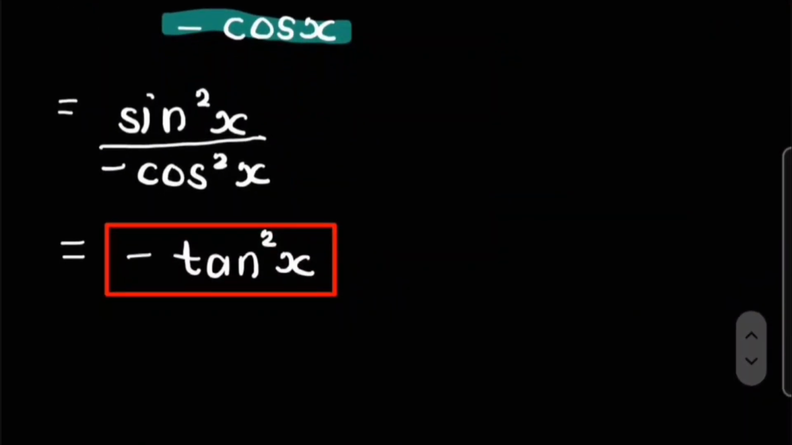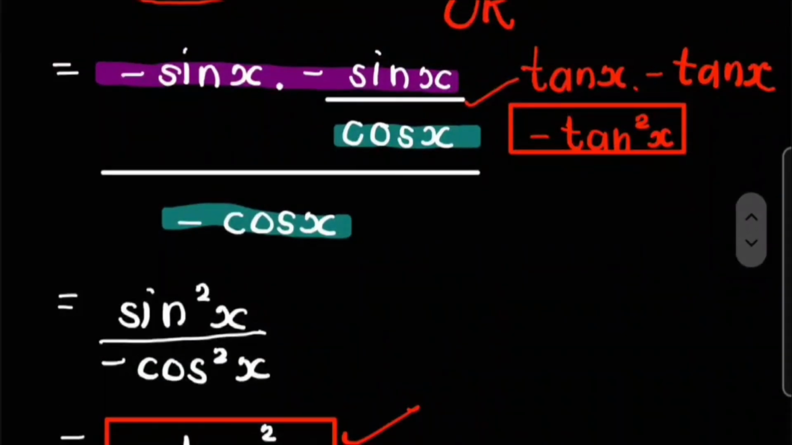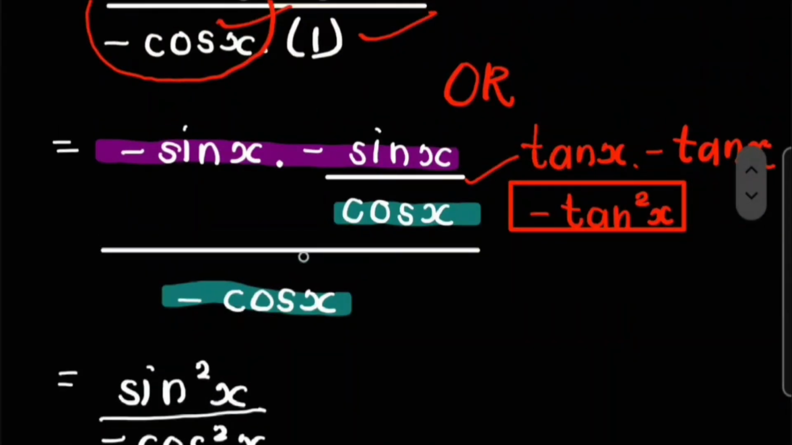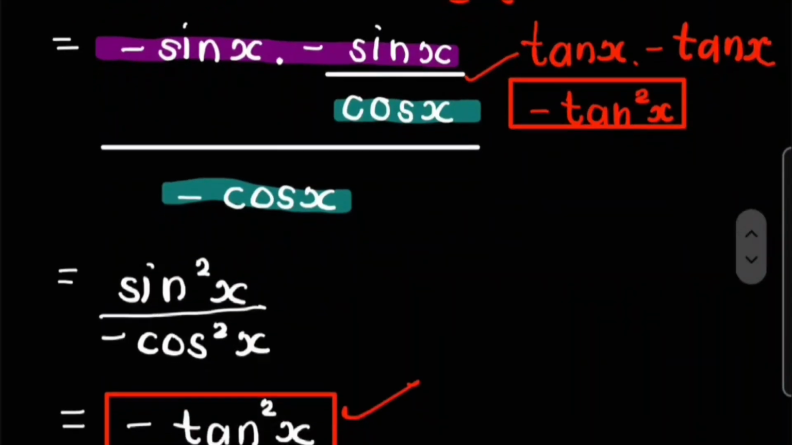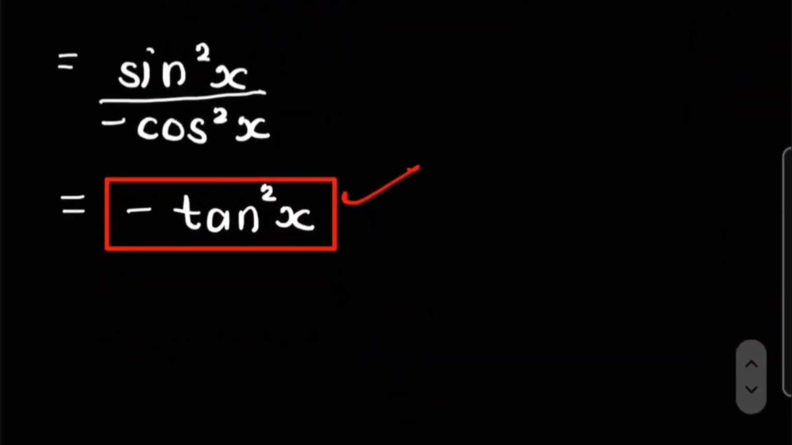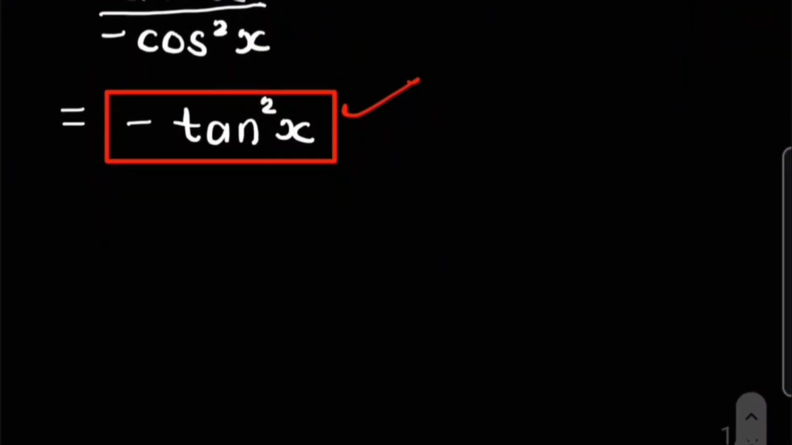So they were not very concerned with what method you used to simplify. Okay, so you could either go with this first method or the second one. It does not really matter as long as you got to the correct answer of negative tan squared.